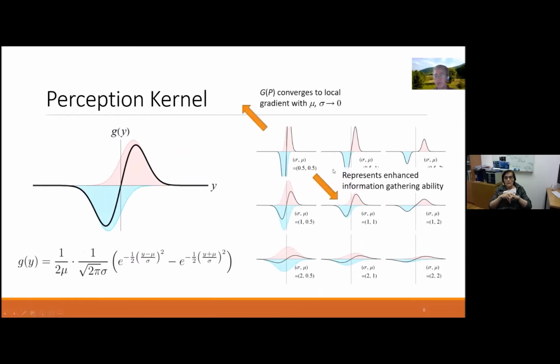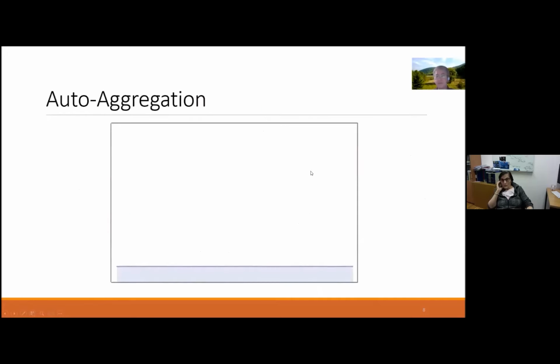So as you decrease the distance mu and the standard deviation sigma toward 0, we can mathematically prove that this actually converges to the original local gradient. And as you keep increasing sigma and mu to larger values, you represent the situation where people have access to a wider variety of information. So the main objective is what's going to happen if you change sigma and mu.